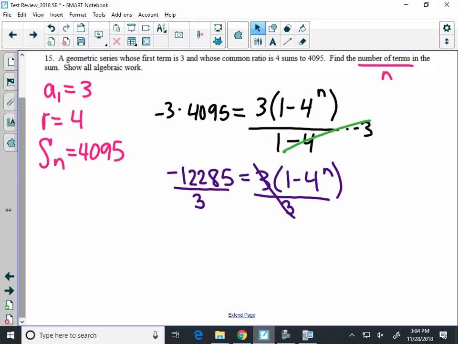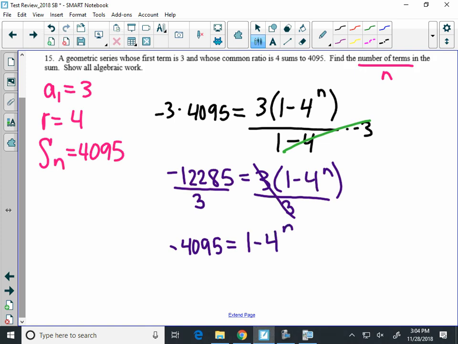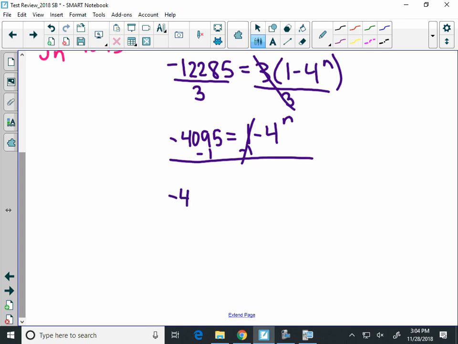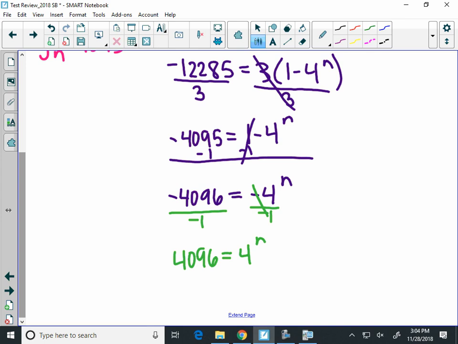Okay. So negative 4,095 equals, we still have 1 minus 4 to the n. So I need to move the 1 before I can get to the n. So I need to subtract 1 from both sides here. When I do that, I get negative 4,096 equals negative 4 to the n. And we're almost to the point where we need to use a logarithm. But I need to divide by negative 1 first. There's technically a negative 1 times 4 to the n. So I'm going to divide there to get a positive value. I can't always take the log when I have a negative, so I want to make sure it's positive.